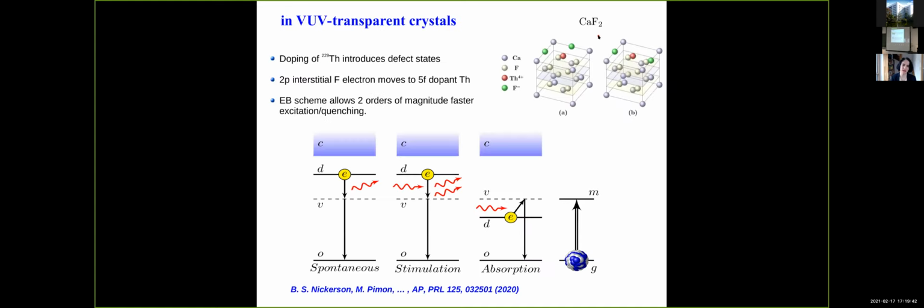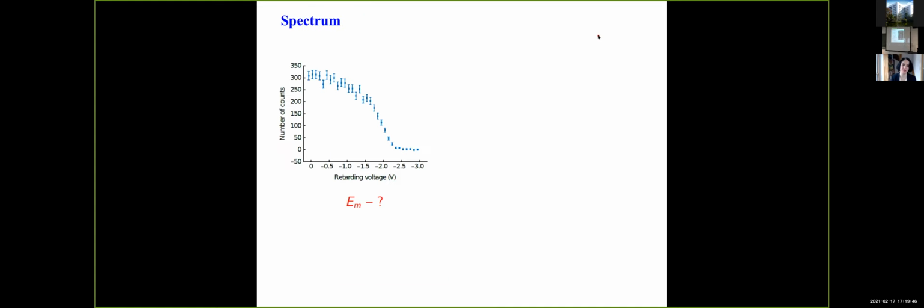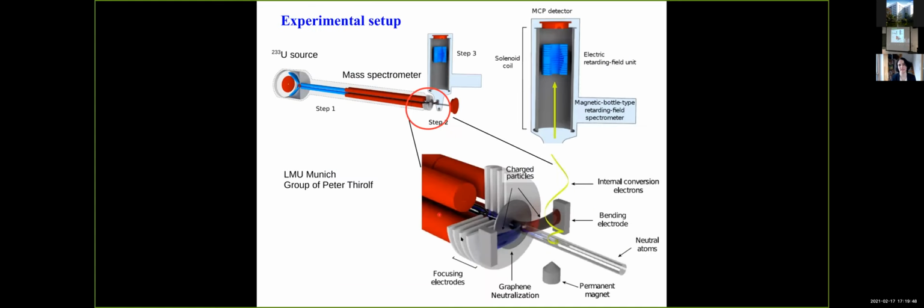So as far as I remember this experiment, if this is what you're asking, they were typically taking 3 day slots, but they definitely accumulated many days of measurement for this, because at the end, the internal conversion lifetime is 7 microseconds, but of course you lose many of these, so you don't detect all electrons. This is why, in order to get a reasonable data set, usually it was 3 days.